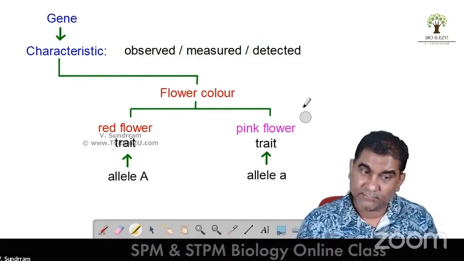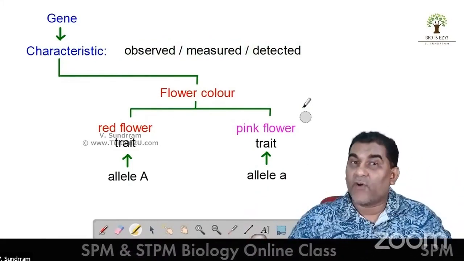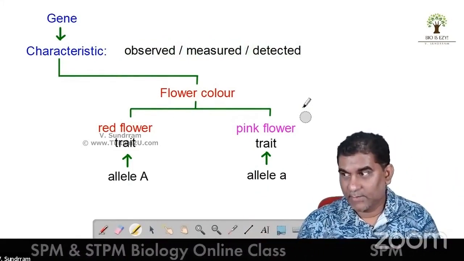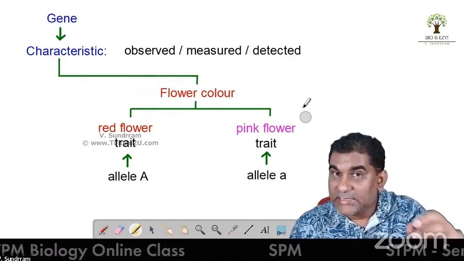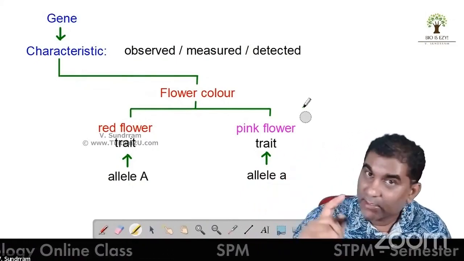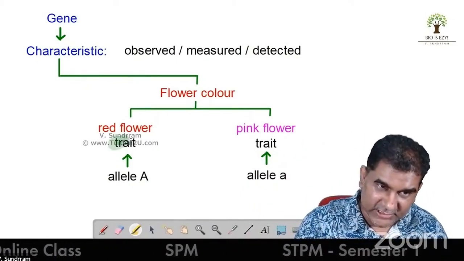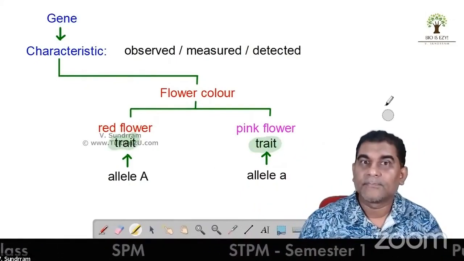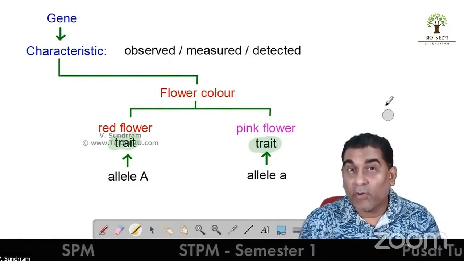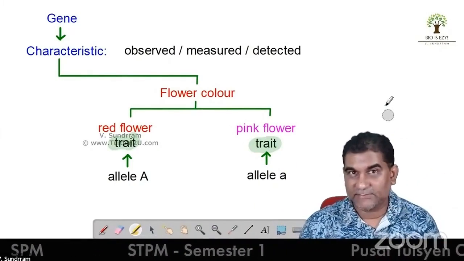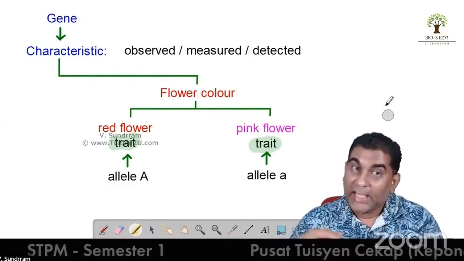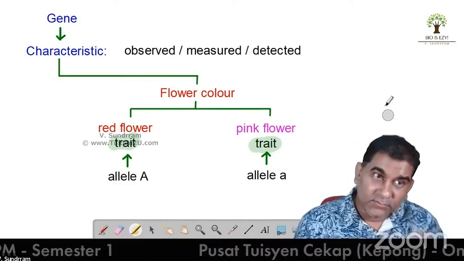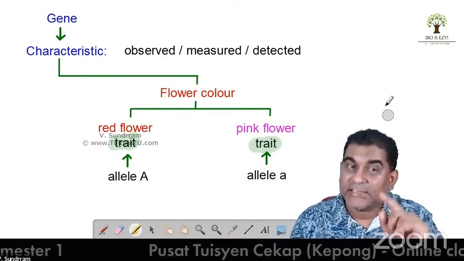Characteristic have different forms. Alternative forms. Bentuk berlainan. Characteristic have different forms. We call them traits. Alternative forms of a characteristic. Bentuk berlainan bagi satu karakteristik. Alternative forms of a characteristic is trait.